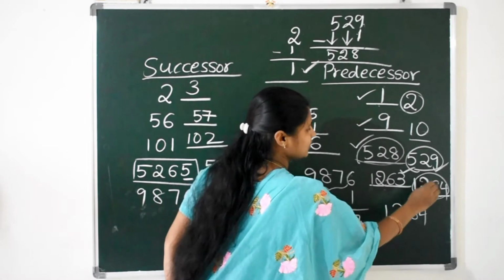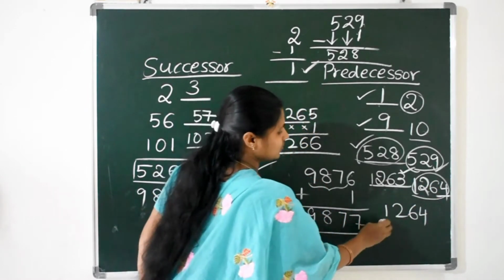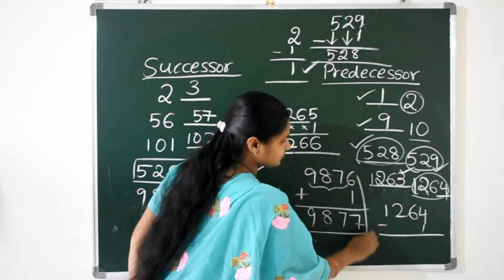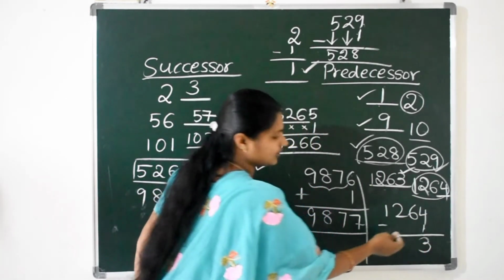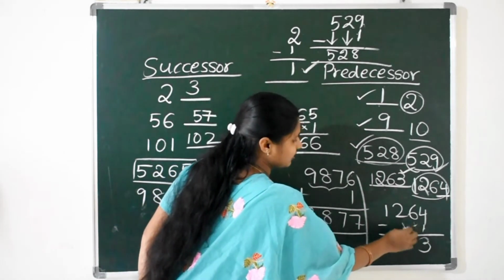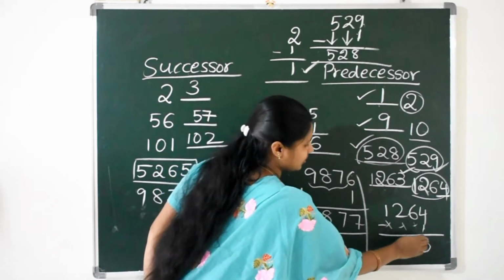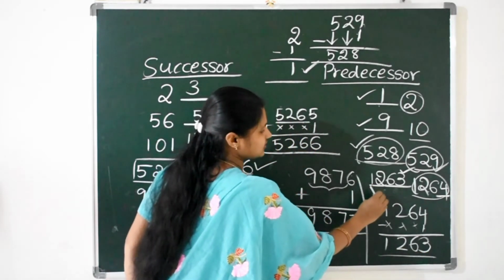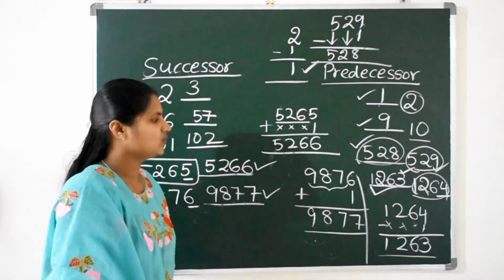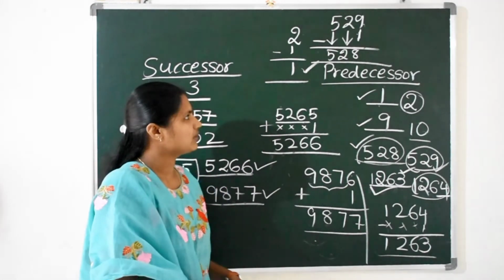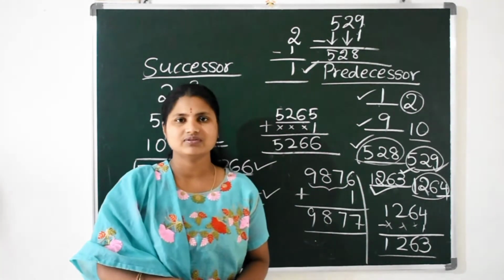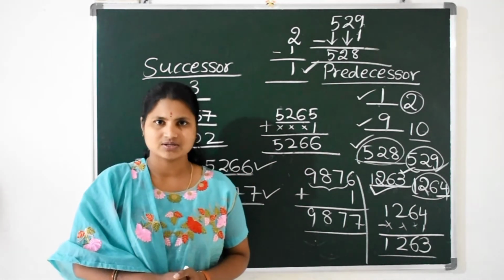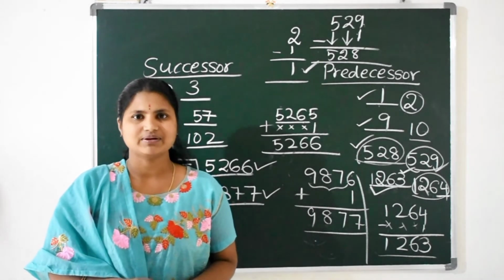Next, 1264. 1264 minus 1. See here, 4 minus 1 gives what? 3. Right? Here no digits are there to subtract, so write the others as they are: 1263. Check. Yes, if we subtract 1, we get the predecessor of the given number, right? If we add 1, we get the successor of the number. We will write some more successor and predecessor numbers now.